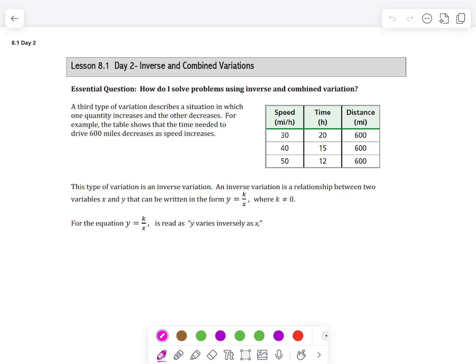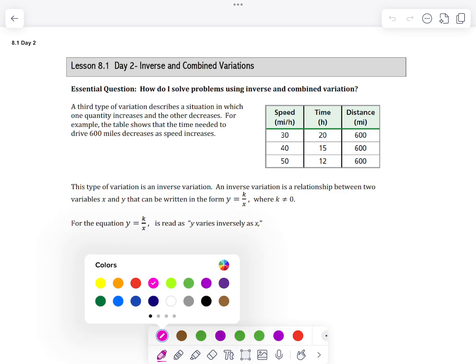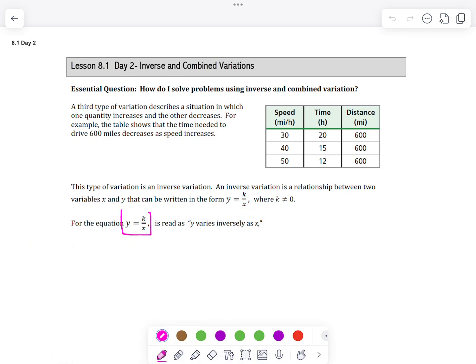This type of variation is what we call an inverse variation. An inverse variation is a relationship between two variables, x and y, that can be written in the form y equals k over x. How we read this is y varies inversely as x. So again, one quantity is going to increase and the other is going to decrease when we have an inverse variation.